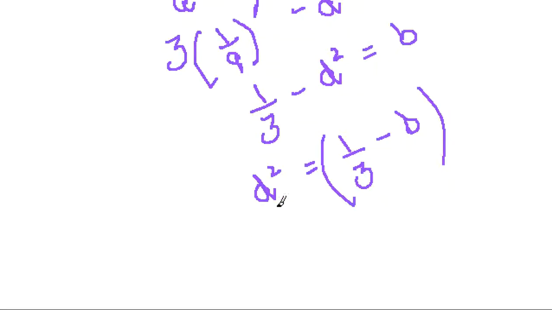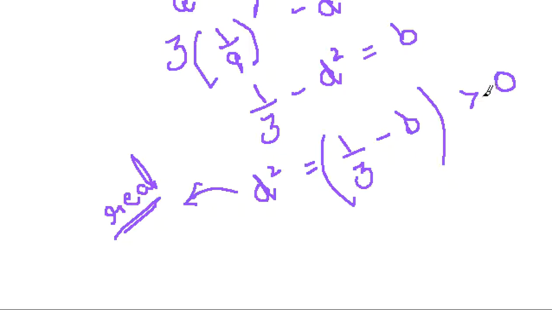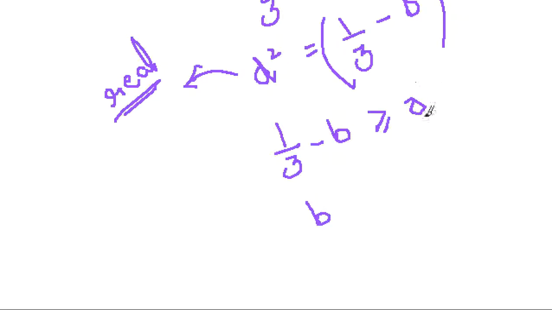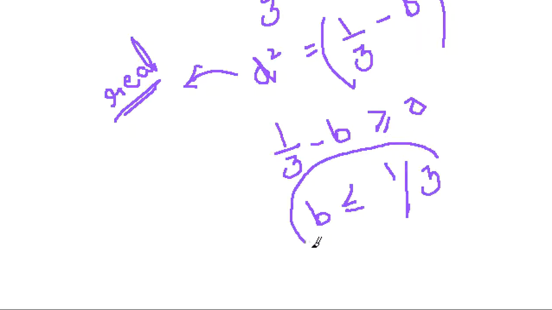Now we know that the roots are real. So this means d has to be real. Now if d is real, then d square has to be greater than or equal to 0. So we have 1 upon 3 minus b greater or equal to 0. Therefore taking b the other side, b is less than or equal to 1 upon 3. So this is the condition for b.